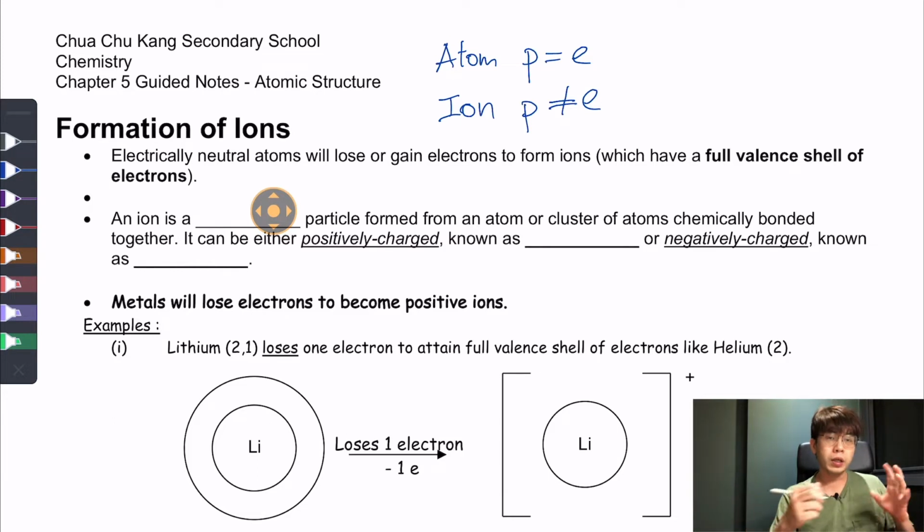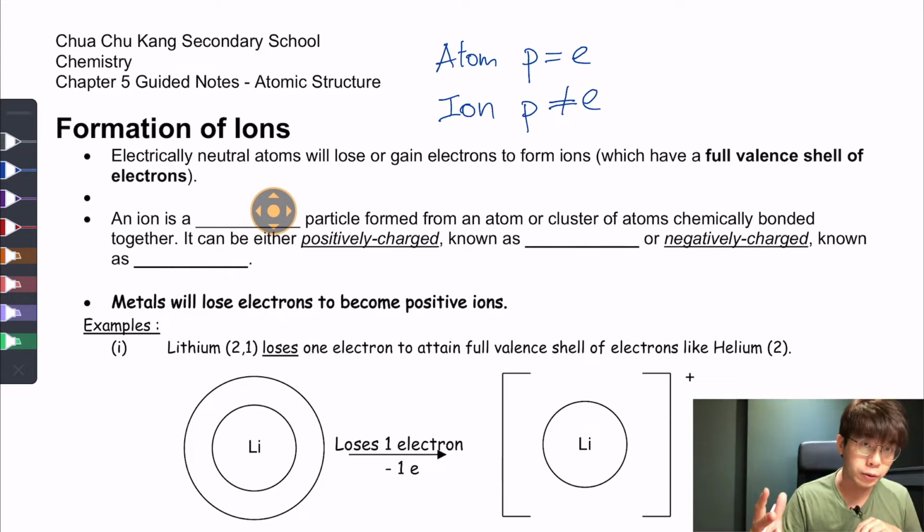You must remember that the proton number is the ID number, the identity of the atom. So I cannot lose or gain protons. The only way that ions can form is if I lose or gain electrons. So keep that in mind.